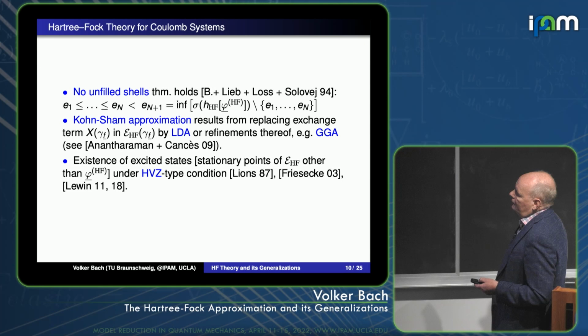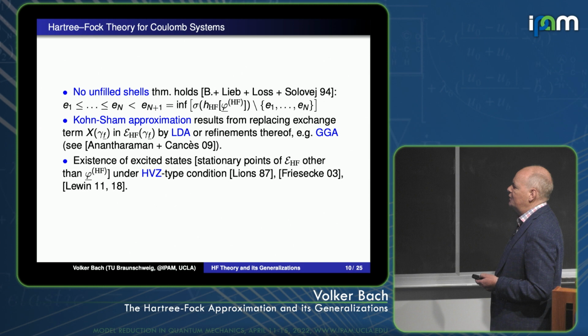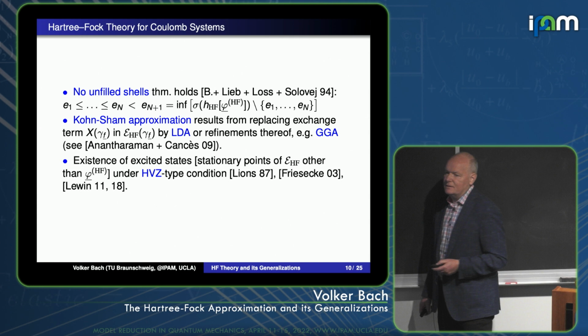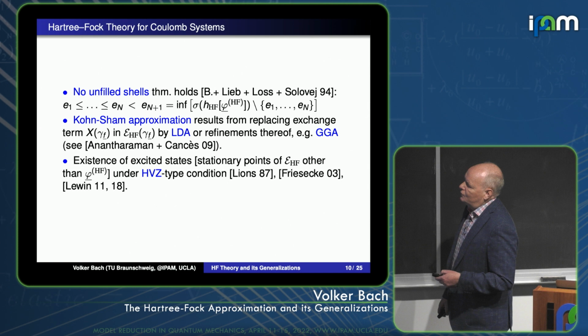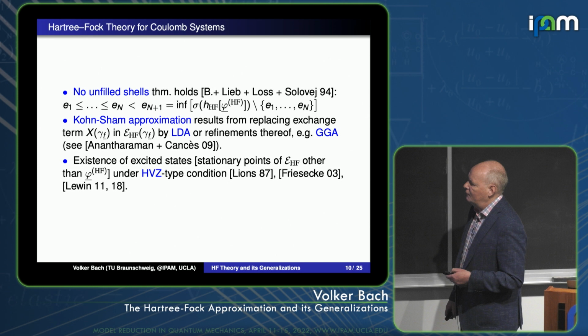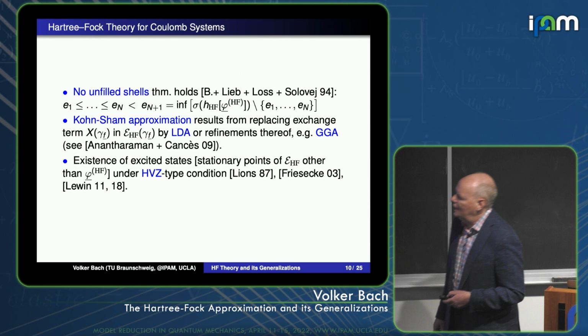Then closely related to Hartree-Fock theory is the Kohn-Sham approximation. One could get this from replacing the exchange term in the Hartree-Fock functional by linear density approximations, or refinement of that, like the generalized gradient approximation. I'm not going into this, but I would like to point out that there is a nice overview of and derivation of these things in work of Anna Mantaran and Consess.